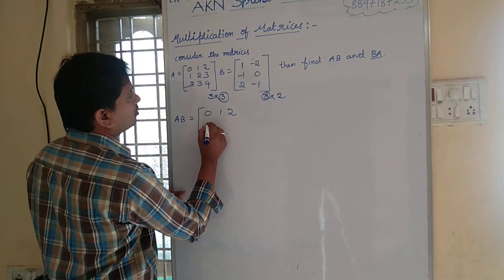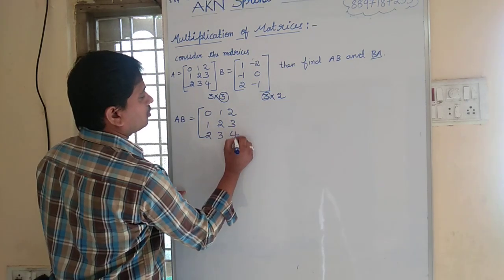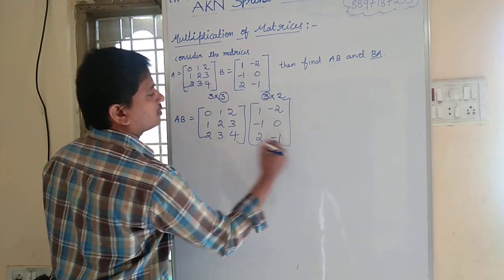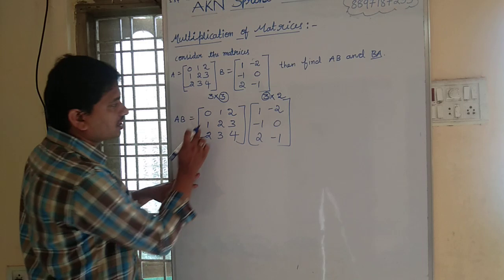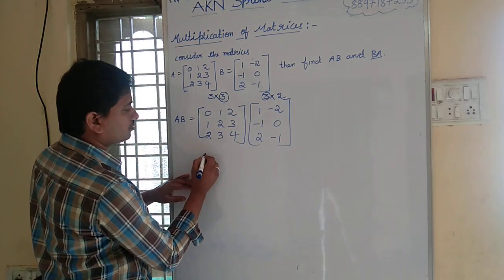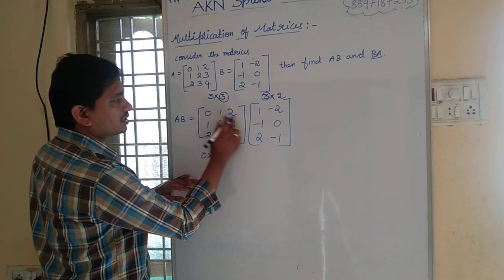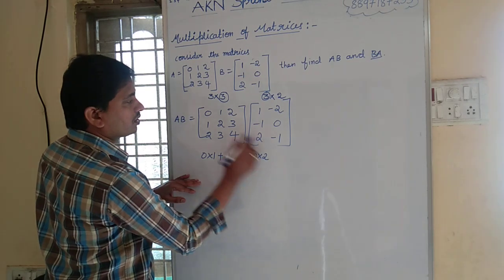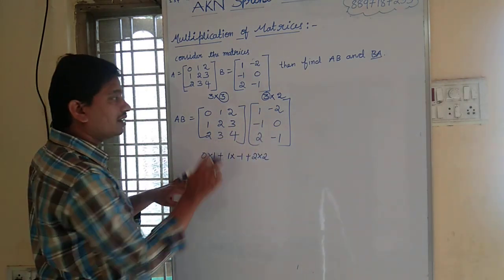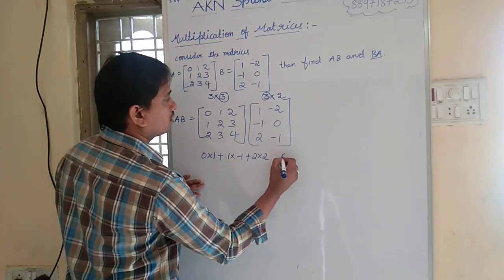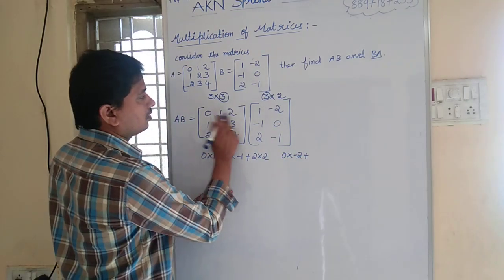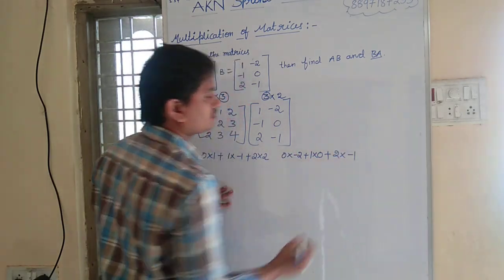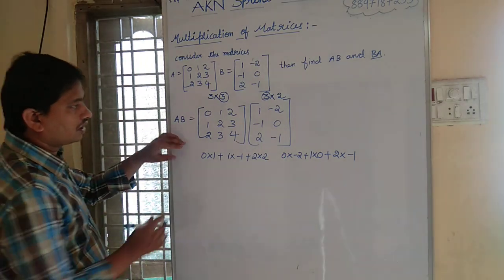0, 1, 2, 1, 2, 3, 2, 3, 4 into B, right? Now, children, listen carefully. First row, first column: 0 into 1 plus 1 into minus 1 plus 2 into 2. Children, you understood? Again, first row, second column: 0 into minus 2 plus 1 into 0 plus 2 into minus 1. So first row over.